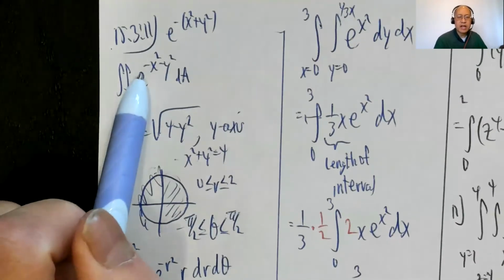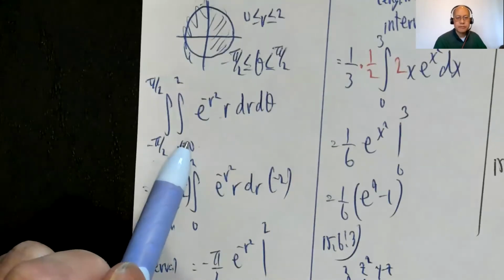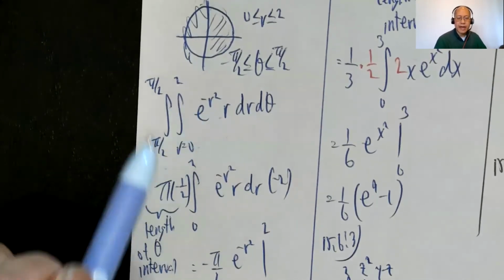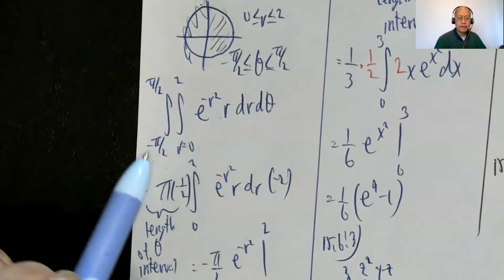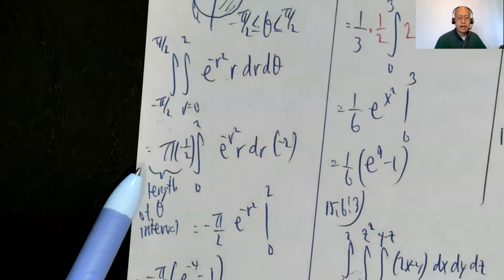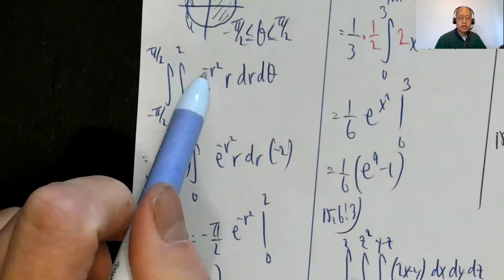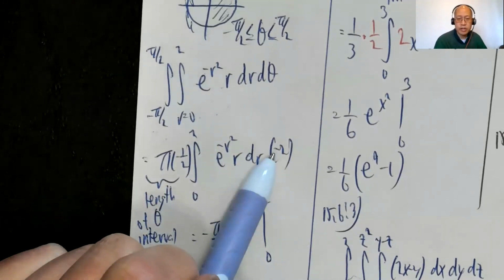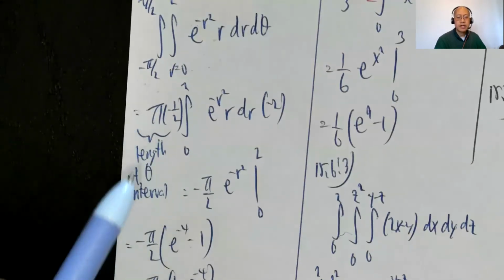And I have e to the negative x squared minus y squared is e to the negative r squared, r dr d theta. Okay, and the integral does not depend on theta. So I take out the length of the interval from pi over 2 to negative pi over 2. That's pi. So pi comes out. The derivative of negative r squared is negative 2r. So when I do my u substitution, I need a negative 2 inside, negative a half outside. Okay, so that's going to be a negative pi over 2.